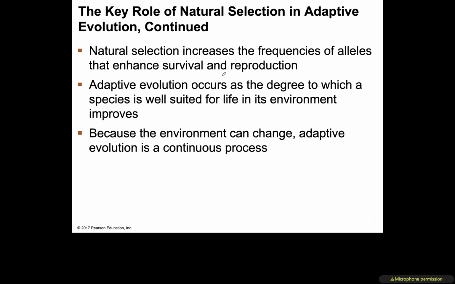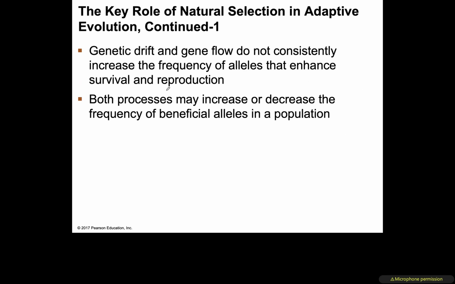And so natural selection increases the frequencies of alleles that enhance survival and reproduction. And so adaptive evolution occurs as a degree to which the species is well suited. I feel that this is stuff we've already said. I'm tired of saying it. It's just a different application of it. And because the environment can change, adaptation is continuous. That adaptive evolution is continuous.